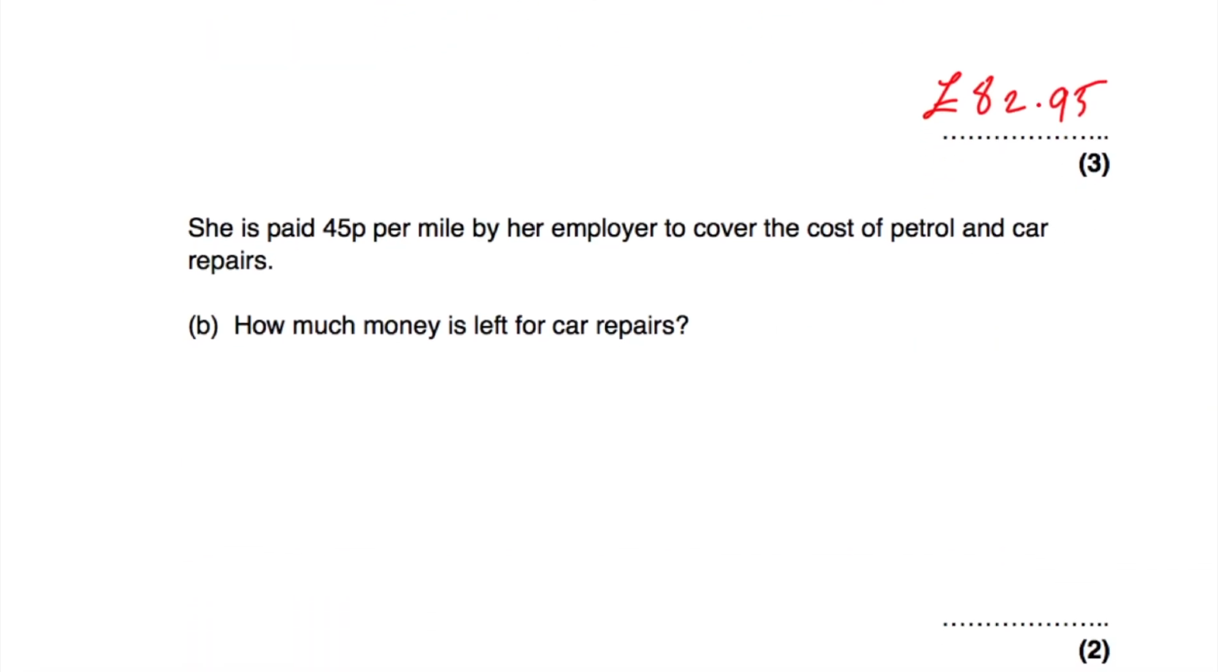Okay, let's look at part B. So part B says, Ellie's paid 45p per mile by her employer to cover the cost of the petrol and car repairs. How much money is left for car repairs? So for every single mile that Ellie drives, her employer gives her 45p. So let's go up and see how many miles she drove.